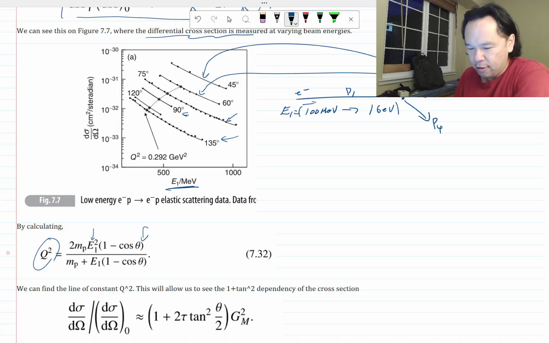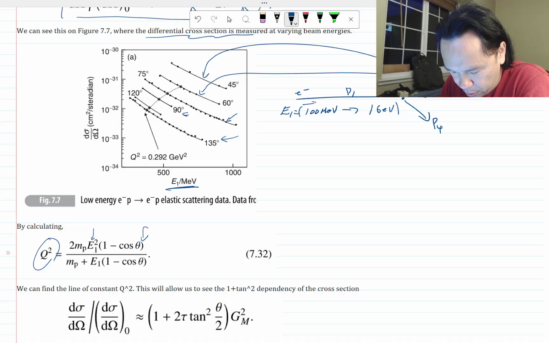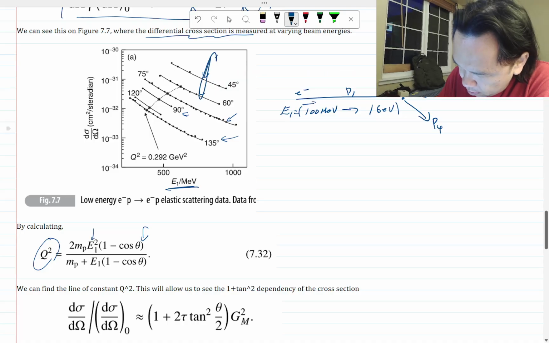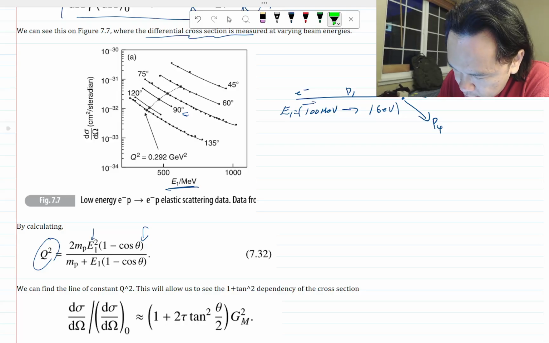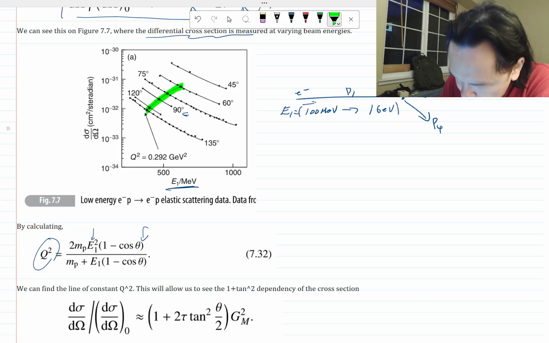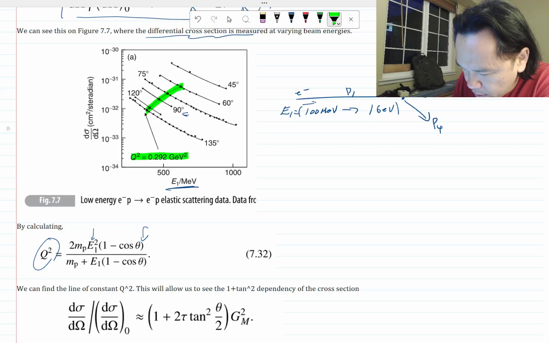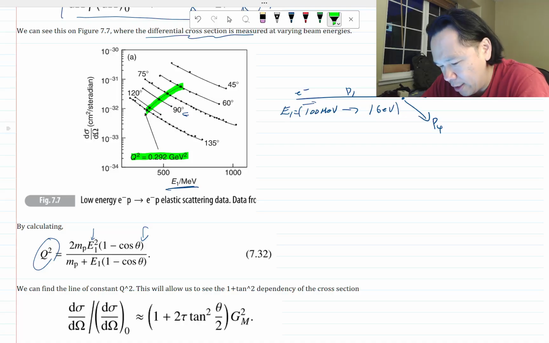Once again, this is another exercise we will do in the homework. In this plot here, you can find lines of constant Q squared, and that's what these dots are trying to show you. This is where Q squared is equal to 0.92 GeV squared.